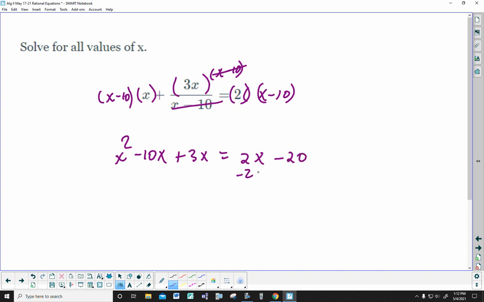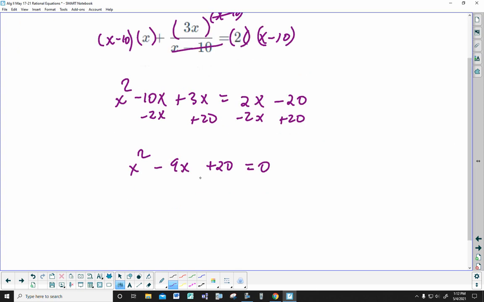Pull everything over, so I'm going to subtract the 2x. Add the 20. I guess I should have combined those like terms first, sorry about that. So I got x squared, there's minus 12x plus 3x is minus 9x plus 20 is equal to 0. And again, the leading coefficient is 1, so you can just ask yourself what multiplies to this and adds to that. So that would be minus 5 and minus 4. They multiply to positive 20, add to negative 9.